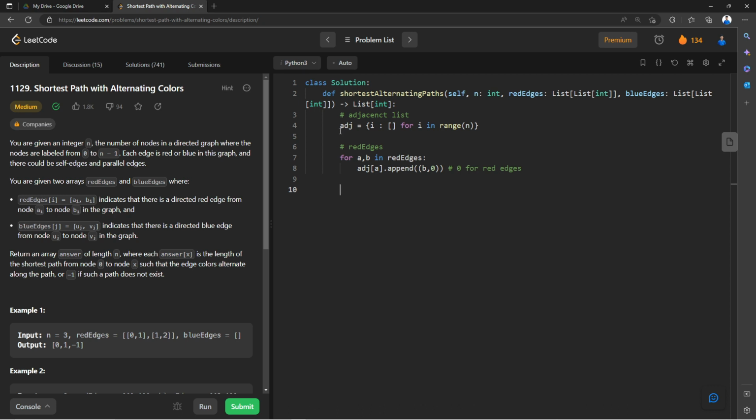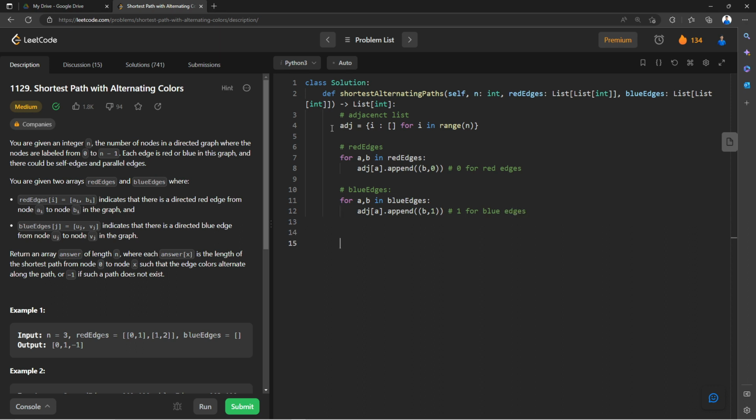And the same is going to be done with the blue edges. So I'm going to say for a, b in blue edges, adjacent of a dot append b comma 1. 1 is for blue edges. If we are getting a 1, that means that is a blue edge. I hope this much is clear to you. Now we have filled our adjacent list.